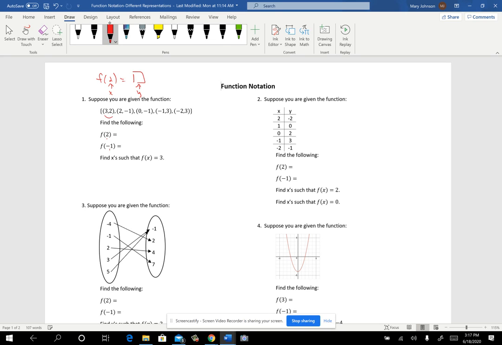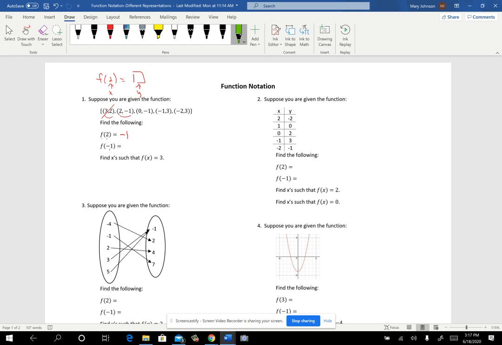So these are the two you're probably looking at, but this wouldn't work. We need the 2 to be in the x spot. So f of 2 would have to equal negative 1. So when x is 2, the value of the function matched up with that would be negative 1. So do you see how what's in the parentheses is your input? It's your x.